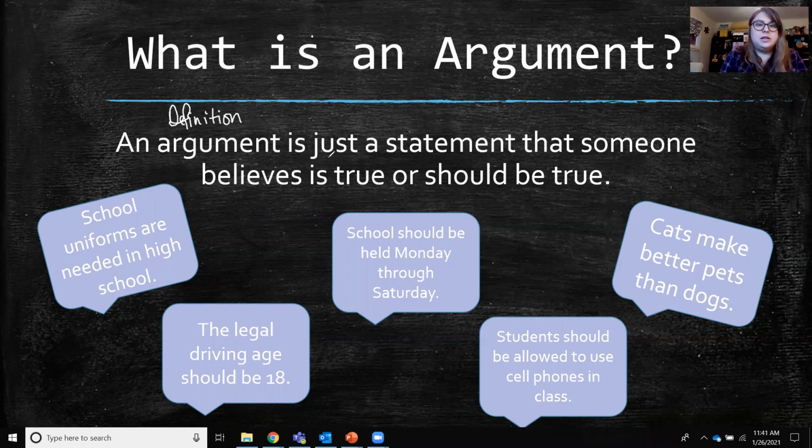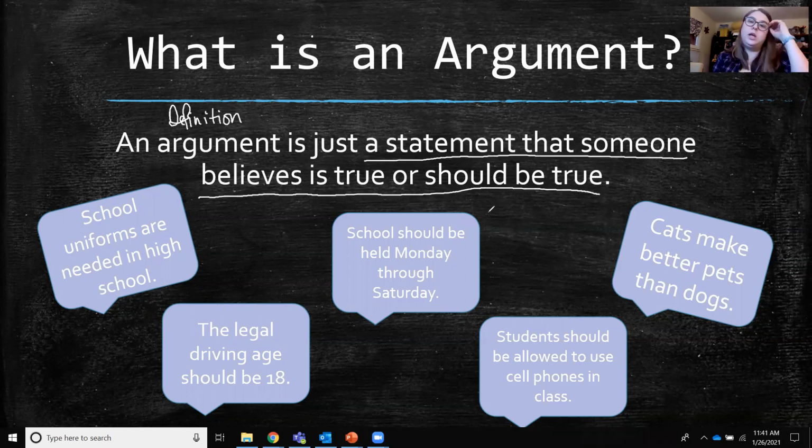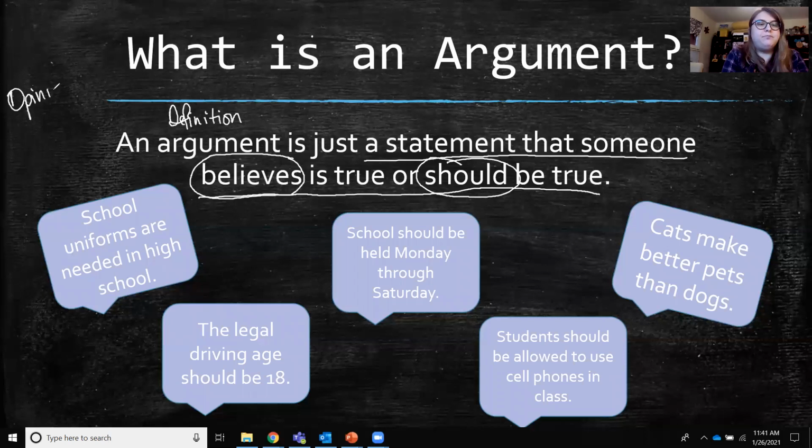We are going to say that an argument is a statement that someone believes is true or should be true. So when I look at this definition, a statement that someone believes is true or should be true, there are two words that stand out to me. The word believes and the word should.